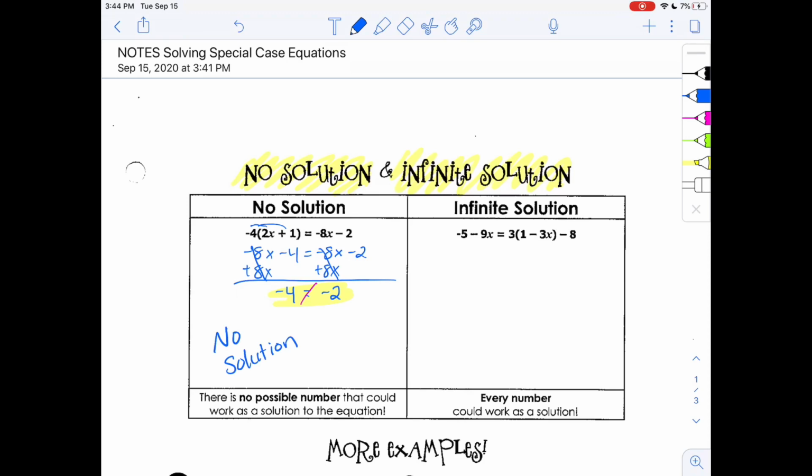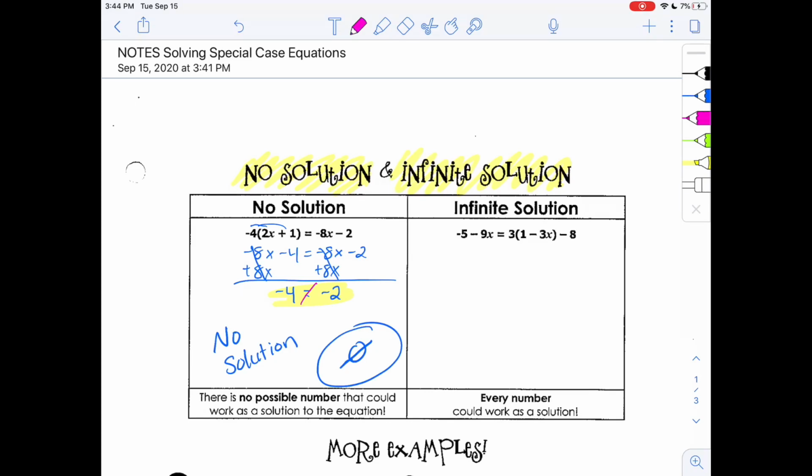The way we denote no solution is a 0 with a line through it. This means that there is no possible number that we could substitute in for x that would make this equation true. Let's take a look at what an infinite number of solutions might look like.